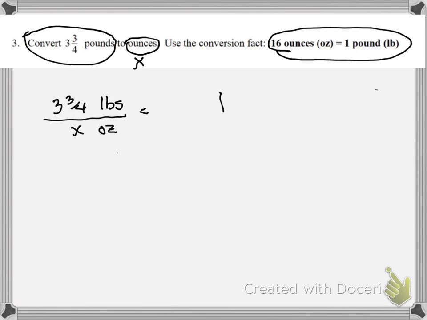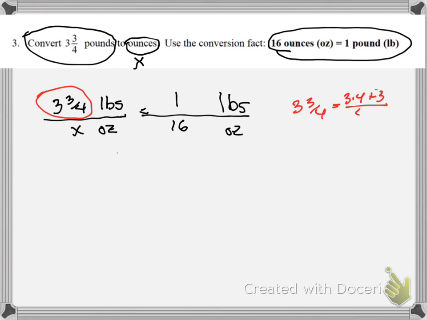And we do know that pounds has to be upstairs over here. And over here, it has to be ounces. So in 1 pound, there are 16 ounces. So let's stand back and look at this problem. What do we need to do first? Well, we have this mixed number. So the first thing we have to do is we have to take 3 3/4 and we have to convert that to an improper fraction.